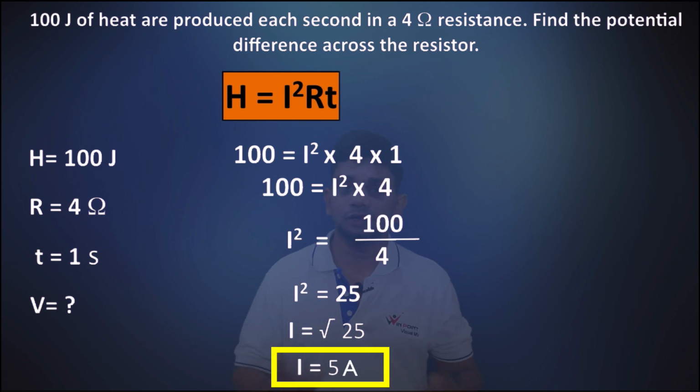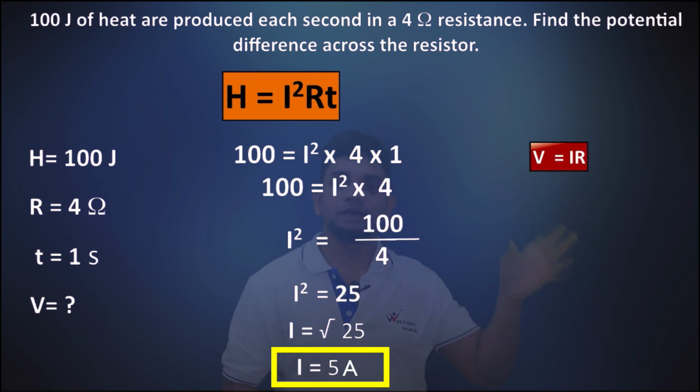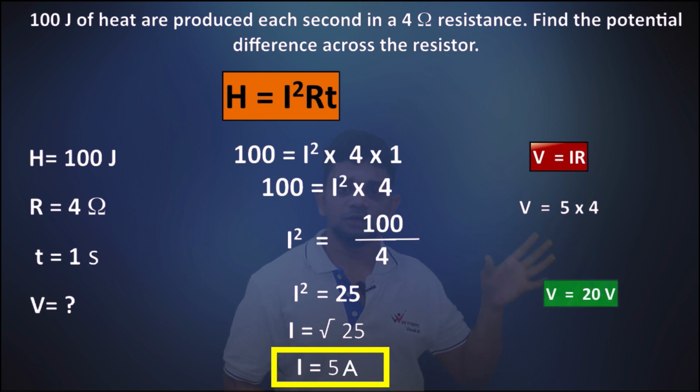We need to find the value of potential difference. What is the equation for potential difference V according to Ohm's law? V equal to IR, that is the equation. V equal to IR means the value of I is 5 and the value of R is 4. Then it will be V equal to 5 into 4, it will be 20 volt.